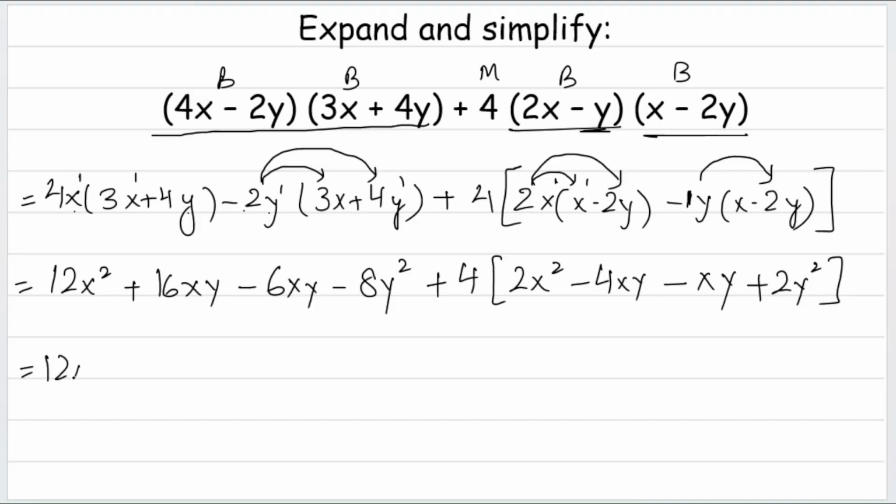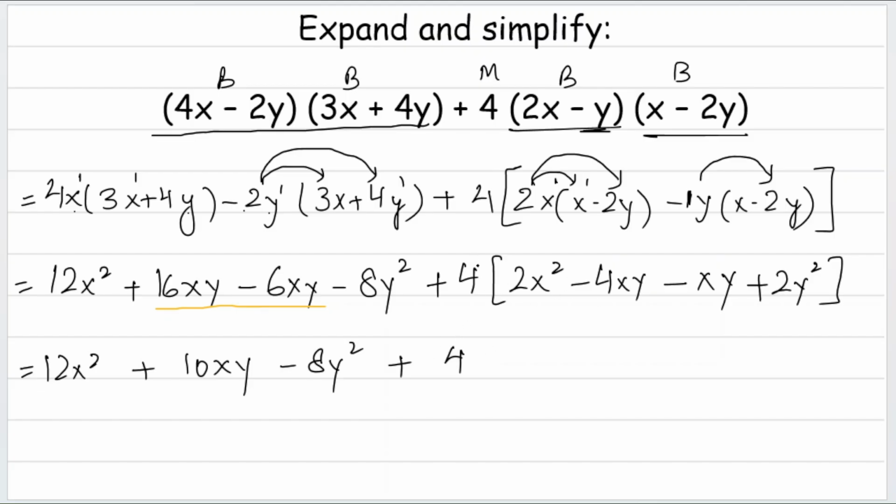If I look carefully, this plus 16xy and minus 6xy, they're the like terms. So let's solve it here only. Plus 16 minus 6 is plus 10xy minus 8y square. And now plus 4.